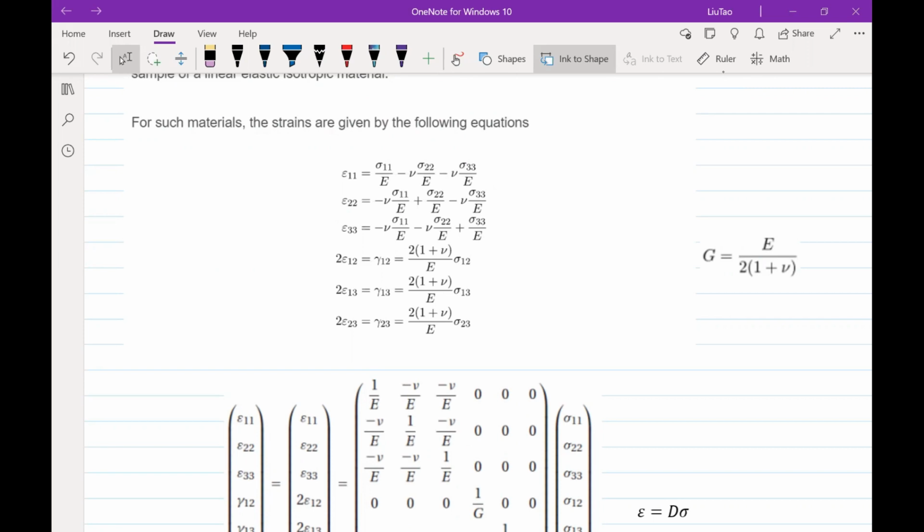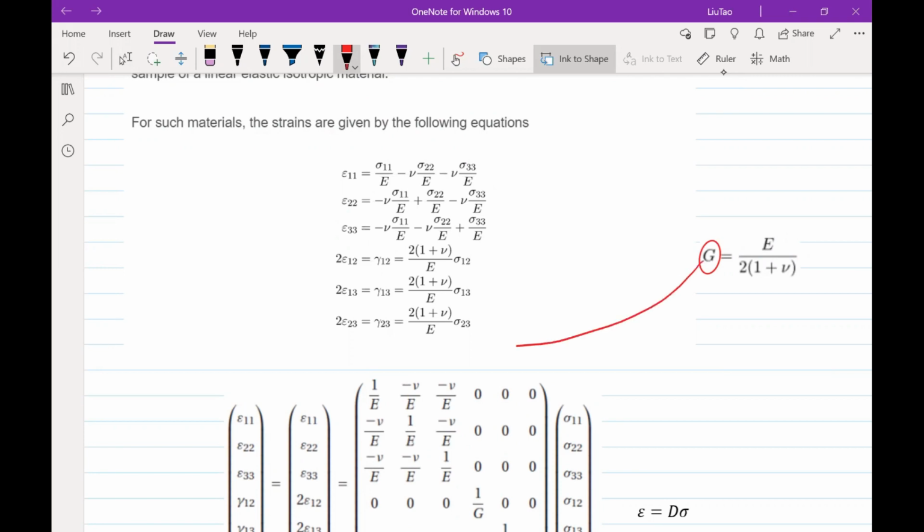And 2 times small strain tensor epsilon 1,2 is equal to engineering shear strain gamma 1,2, which is equal to 2 times 1 plus Poisson ratio over E times sigma 1,2. And 2 times epsilon 1,3 is equal to engineering shear strain gamma 1,3, which is equal to 2 times 1 plus Poisson ratio over E times sigma 1,3. And 2 times epsilon 2,3 is equal to engineering shear strain gamma 2,3, which is equal to 2 times 1 plus Poisson ratio over E times sigma 2,3. So sometimes we denote G is equal to E over 2 times 1 plus V. It's also called the shear modulus.